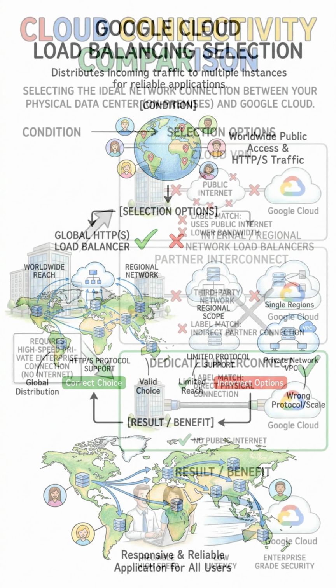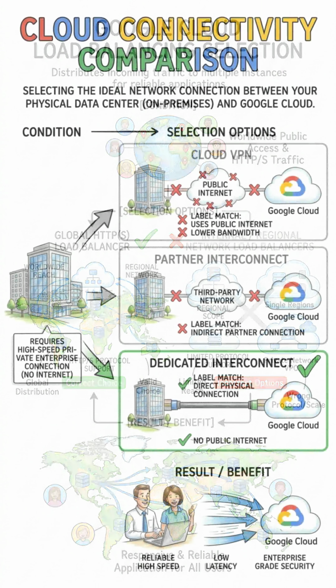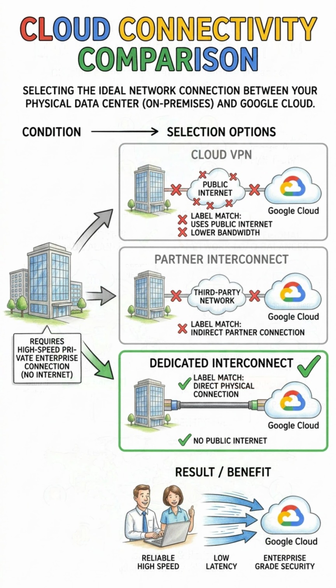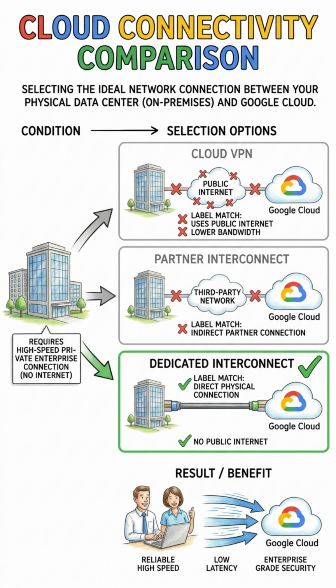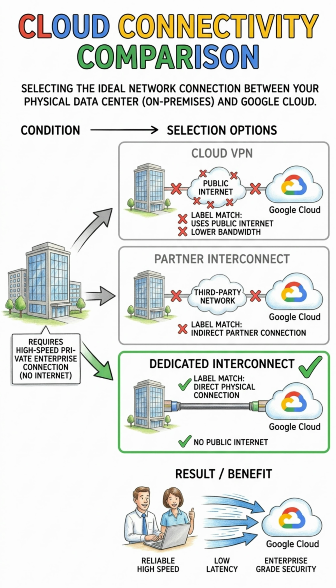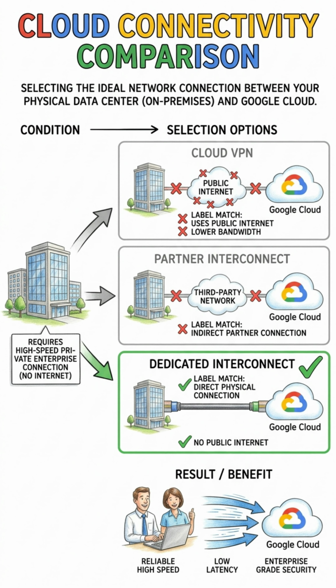Connecting on-premises infrastructure to Google Cloud requires choosing between dedicated interconnect, partner interconnect, and Cloud VPN. Cloud VPN offers an encrypted, cost-effective tunnel over the public internet for lower bandwidth needs. For high-speed, enterprise-grade private connectivity without using the public internet, dedicated interconnect is the recommended exam solution.